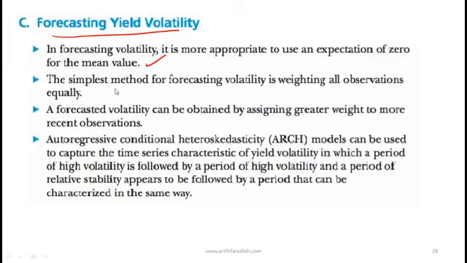Next point, the simplest method for forecasting volatility is weighting all observations equally. In the model that we just did, we looked at the last 25 days worth of data, and did we give more weightage to the more recent volatility change numbers? No, we just did an average, so we simply weighted everything equally. So that's a simple thing to do. But would it make more sense to give higher weightage to the more recent numbers? So all that is being stated here is, a forecasted volatility can be obtained by assigning a greater weight to more recent observations.